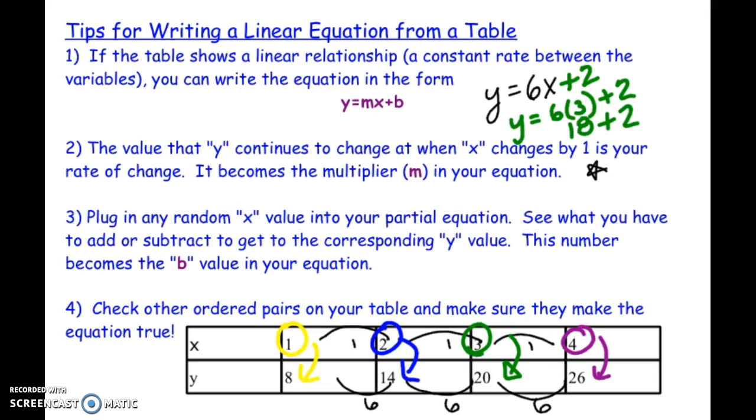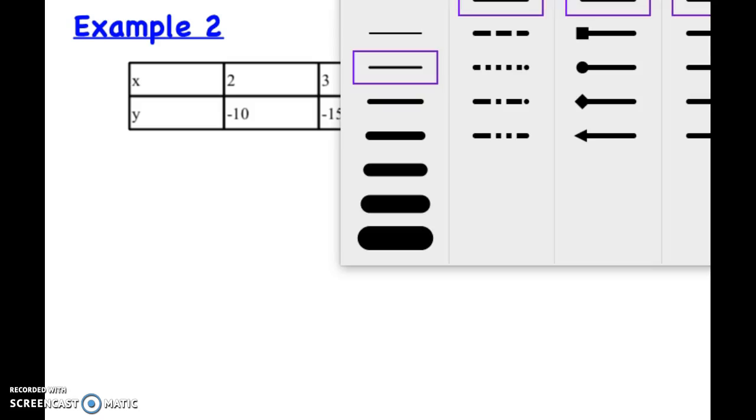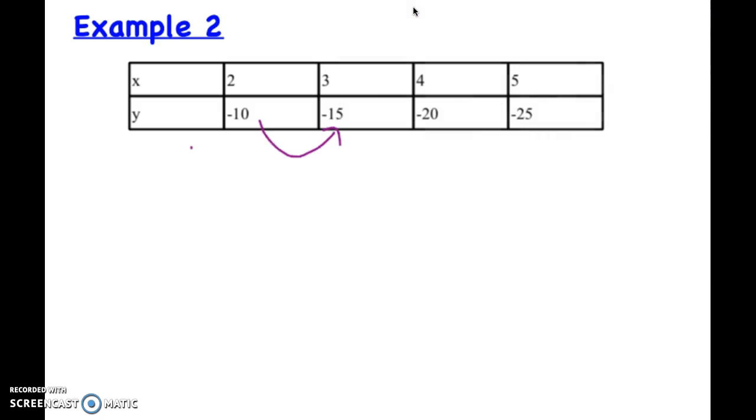All right, let's try a few more. I'll do another example for you. Here, our first step is always to check if it's a constant rate, and if so, figure out what that rate is. From negative 10 to negative 15, it's going down 5. It goes down 5 again, and it goes down 5 again. Since x keeps changing by 1, this is good. That means my constant rate is negative 5.